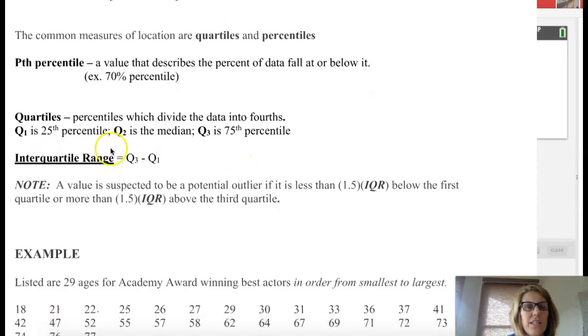We use the first and third quartiles to calculate what's called the interquartile range, and that's just the range of the middle 50% of our data. One thing this helps us with is to identify potential outliers. If we calculate the interquartile range, multiply it by 1.5, and subtract that from the first quartile, a data value below that is considered an outlier. If after we multiply it, we add it to the third quartile, a data value above that is also considered an outlier.